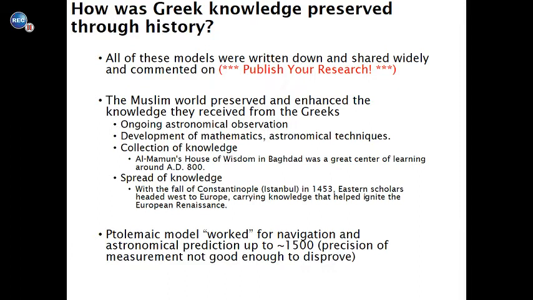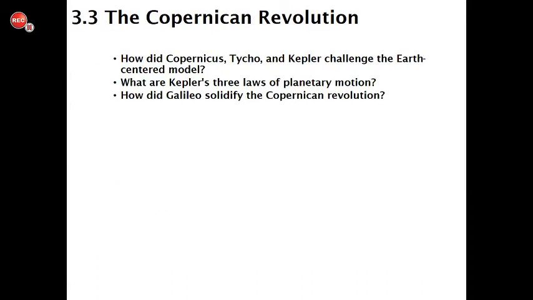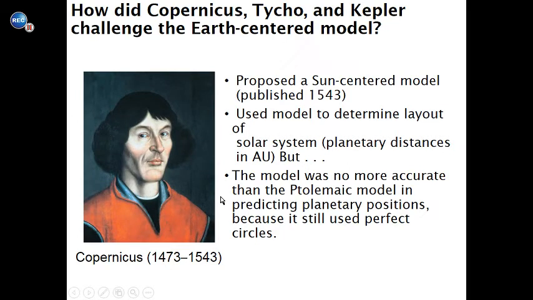So eventually, it does come up with errors. It does become less useful. And so the whole renaissance of astronomy is basically people trying to fix the model because it's no longer as predictive as it once was. So people are working on this problem, and Copernicus comes up with an idea: let's abandon the geocentric model. Let's go with a heliocentric model. The sun's at the center of the universe.